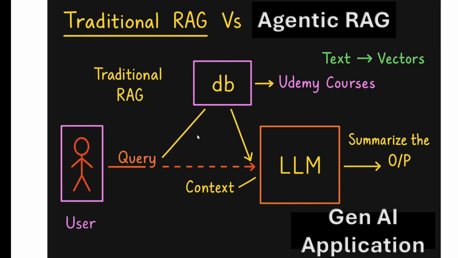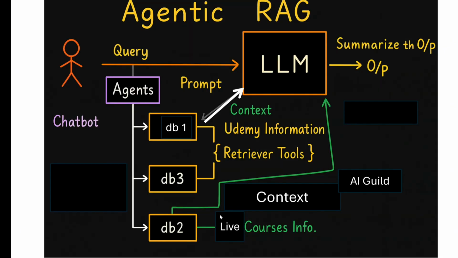I hope this explains the difference between traditional RAG and agentic RAG in a very simple manner. If you just want to keep it in one single phrase, think about more use of the LLM in deciding which database to use, in a more efficient manner.